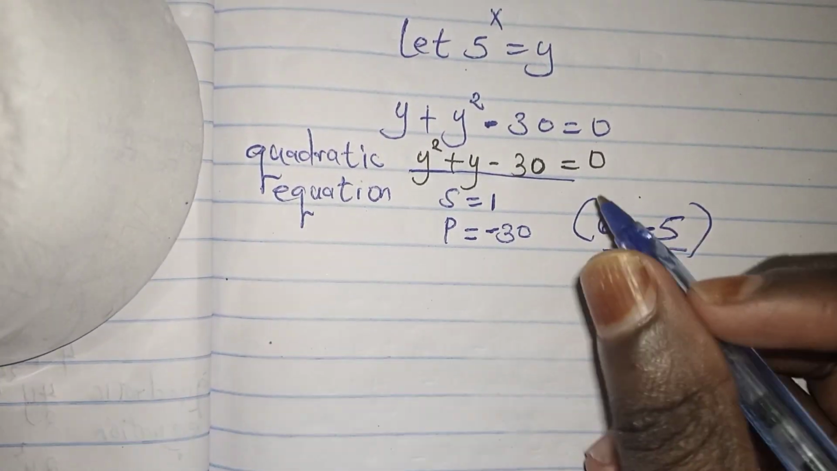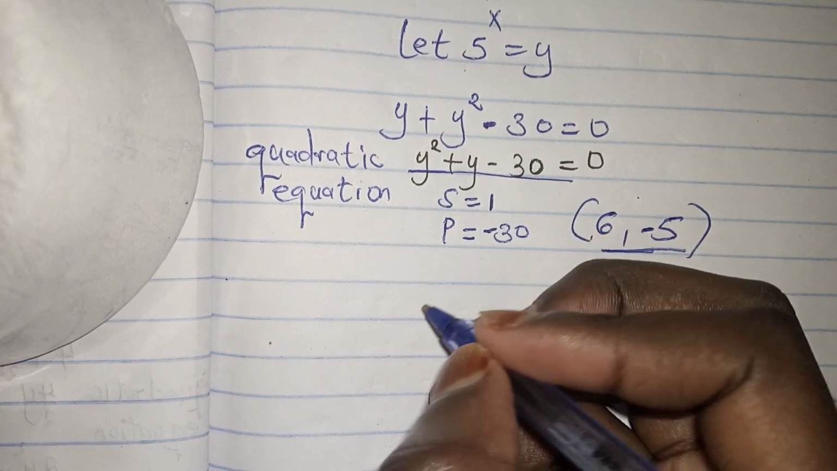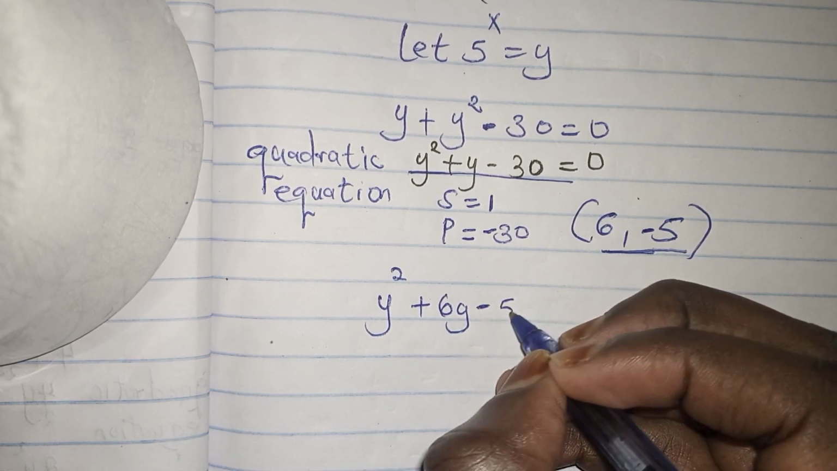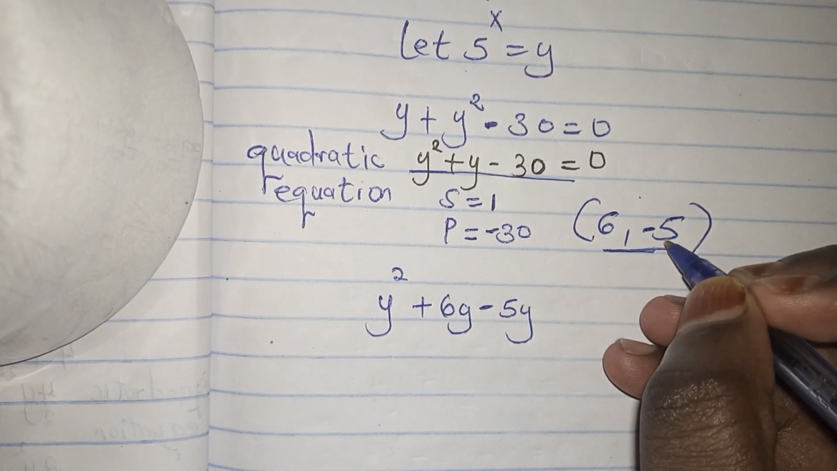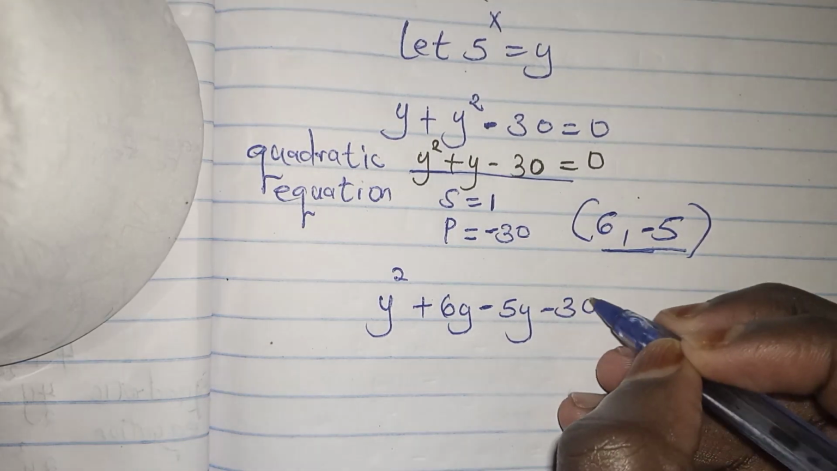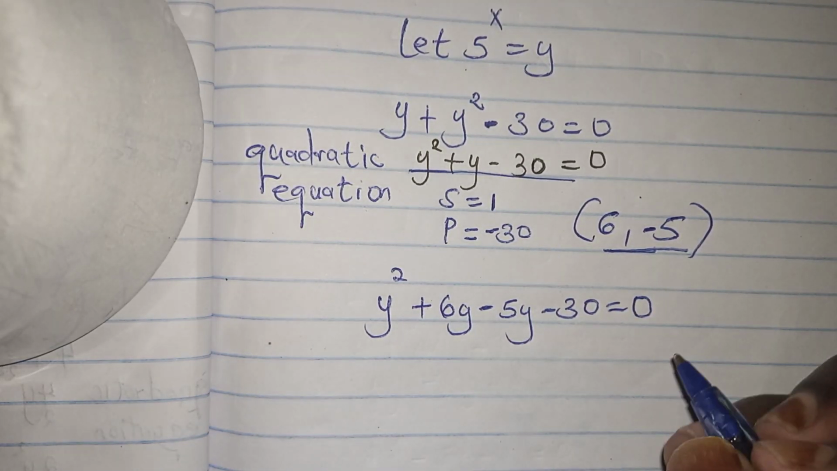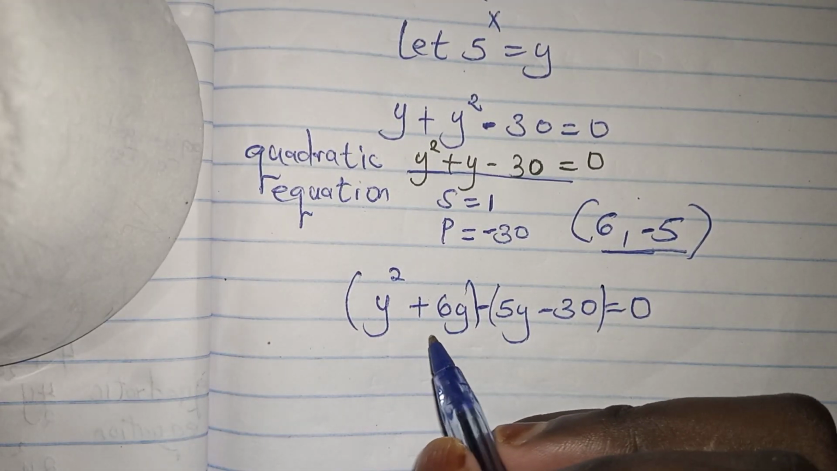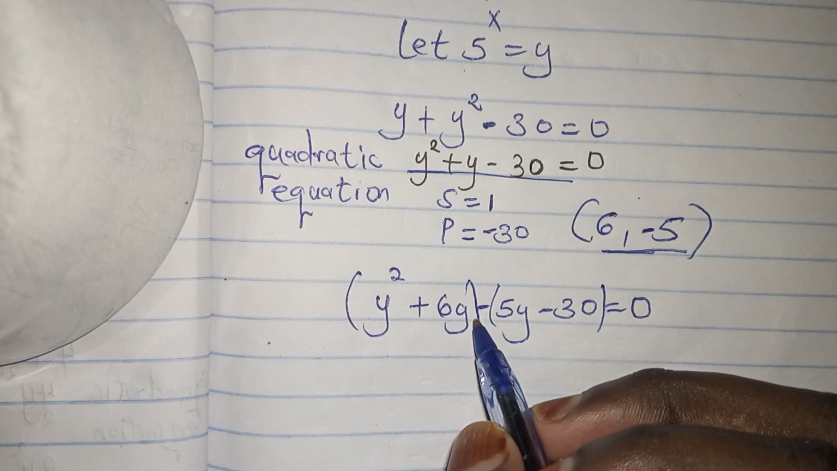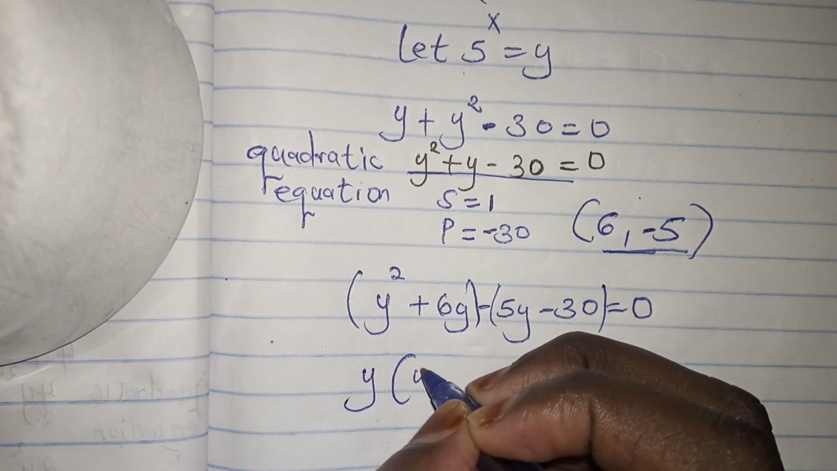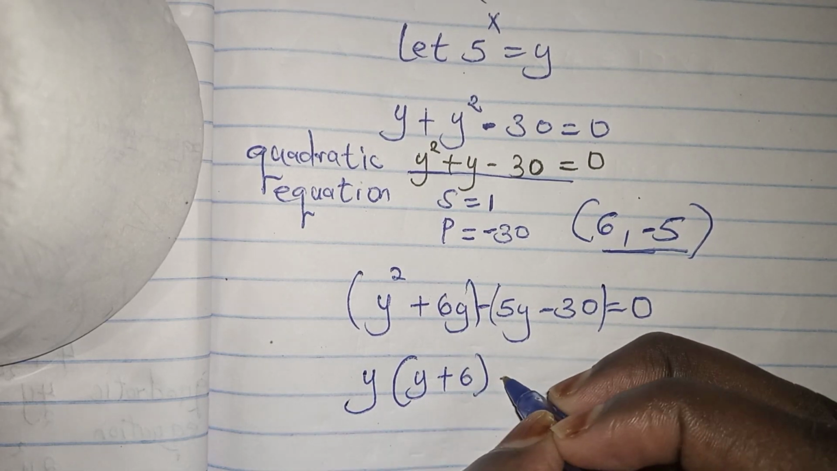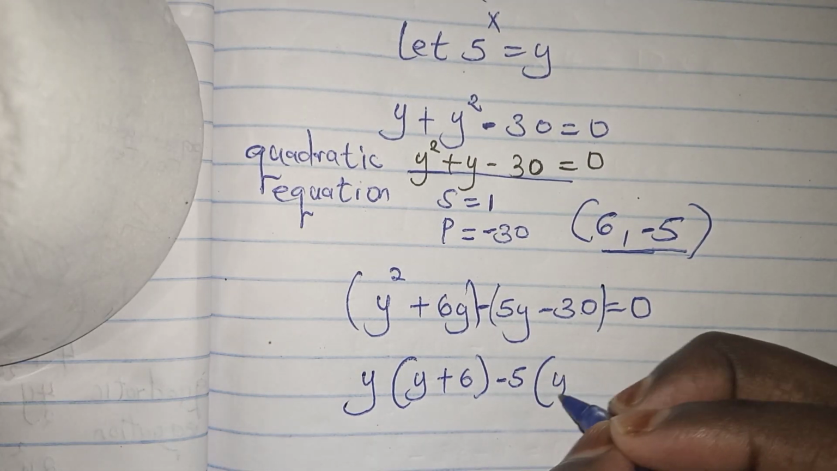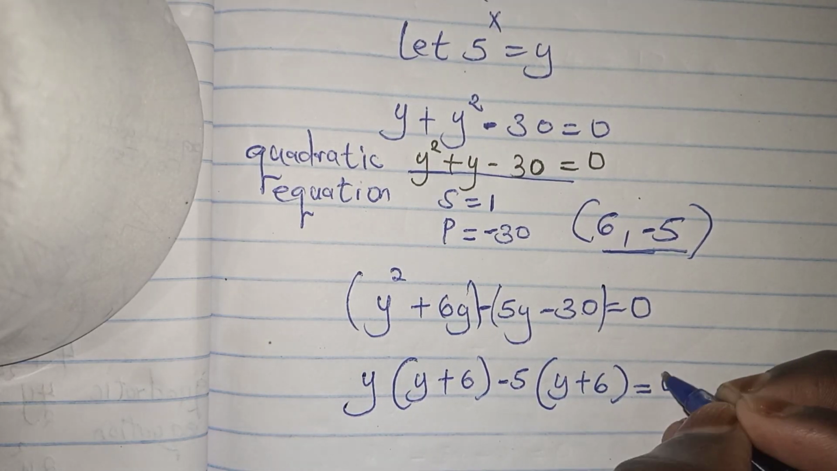The two numbers, we shall substitute them in this quadratic equation. y squared plus 6y, this 6, minus 5y, this negative 5, minus 30 is equal to 0. So the next step is to group them into 2 and factor out the common factor. Our common factor here is y. So y into y plus 6 minus, our common factor here is 5. So minus 5 into bracket y plus 6 is equal to 0.